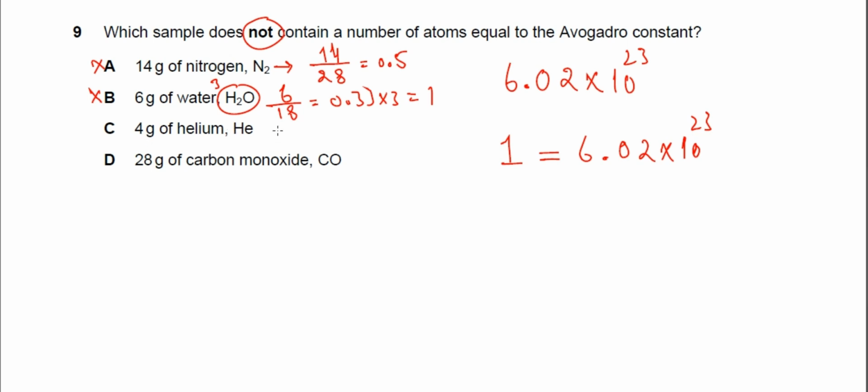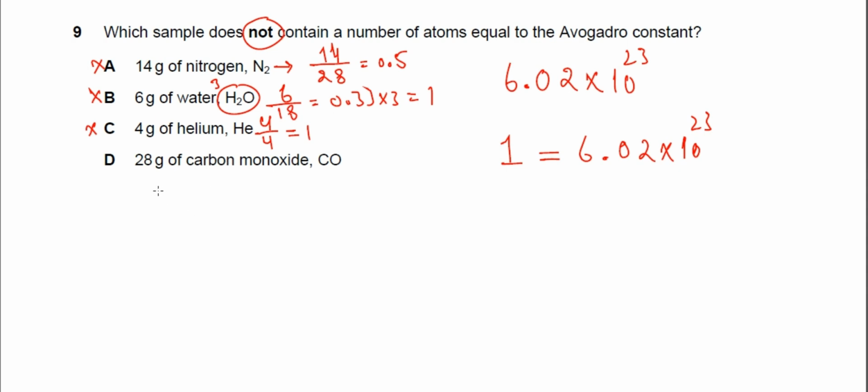4 grams of helium. Again, helium is monoatomic. We have to find the moles by 4 divided by 4. 4 is the given mass, 4 is the molecular mass or atomic mass. Again, the answer is 1. So again, we can't choose this. So ultimately, the answer should be this one.